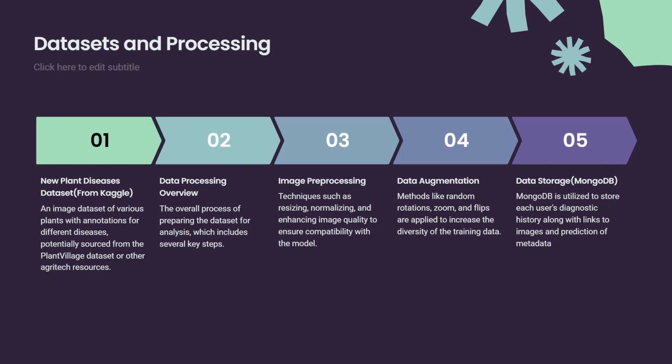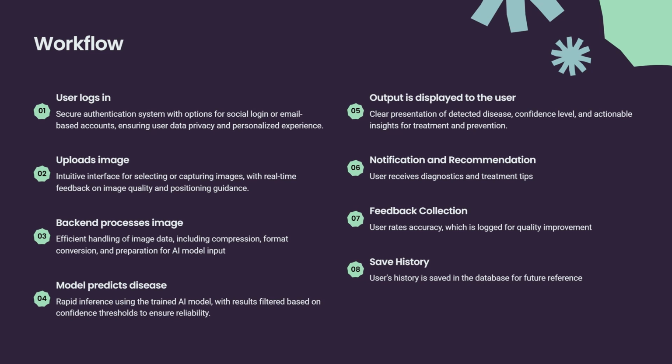The fourth step would be the data augmentation. This data augmentation contains methods such as rotations, zooms, and flips, and they are applied to increase the diversity of the training data. And the fifth step would be the data storage. It is basically done by MongoDB. MongoDB is utilized to store each user's diagnostic history along with the links to images and the prediction metadata.